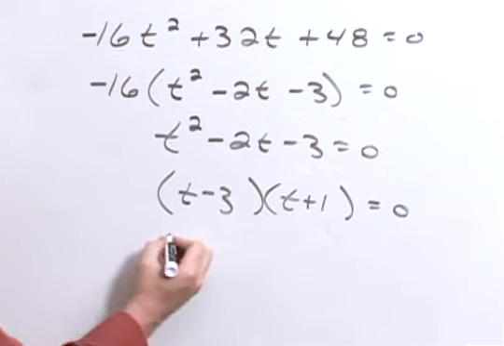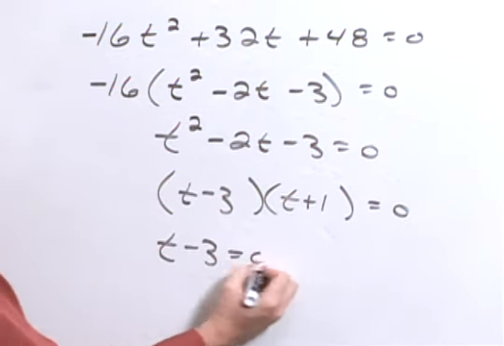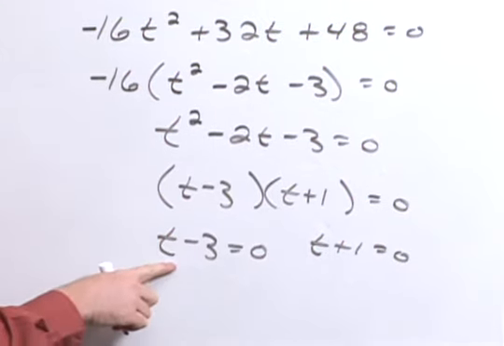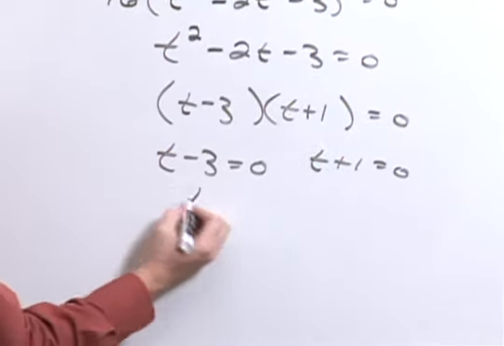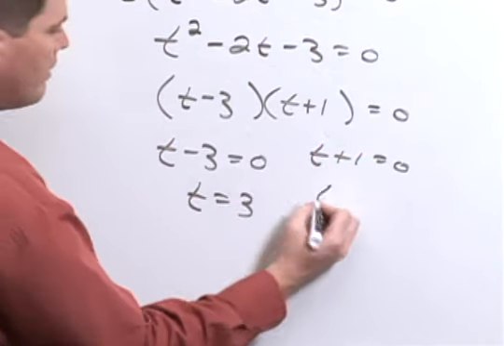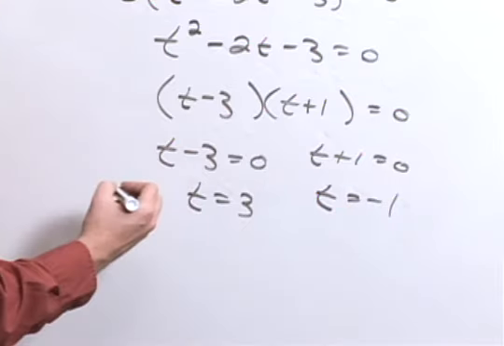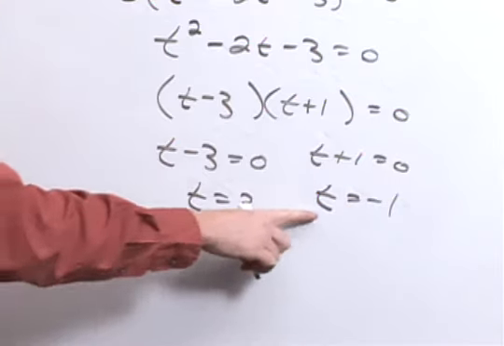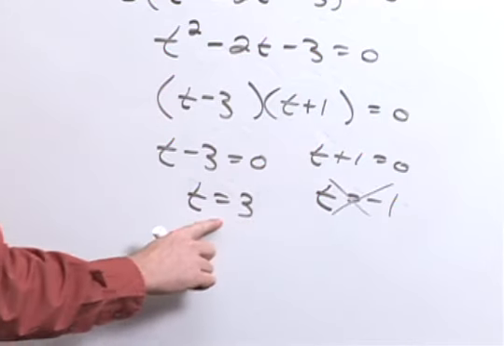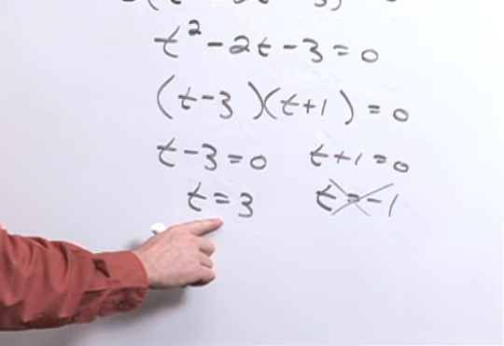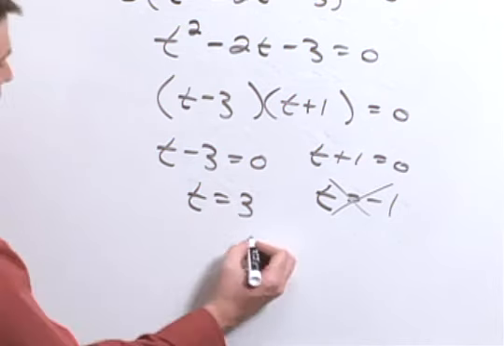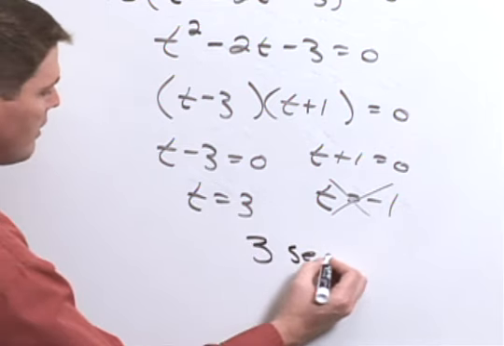Setting each of these factors equal to 0, I get t minus 3 equals 0 and t plus 1 equals 0. Solving the left side, add 3 to both sides. T equals 3. For the right side, subtract 1. T equals negative 1. Again, since we're talking about time, it wouldn't make sense to have negative 1 seconds, but it would to have 3 seconds. So the time that it would take for the height to reach 192 would be 3 seconds.